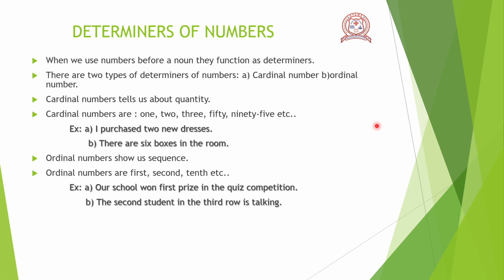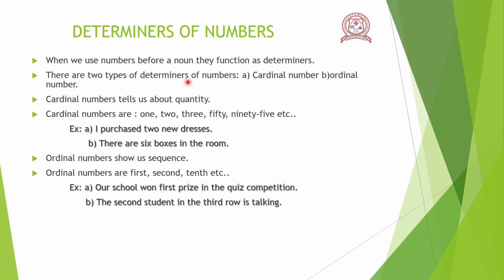Okay, now coming to the next, determiners of numbers. When we use numbers before a noun, they function as a determiner. Now we learned about demonstrative, possessive. Now coming to this one, it is determiners of numbers, using numbers before a particular noun. And when you use that number, they function as a determiner.